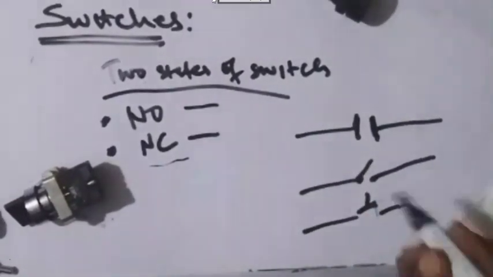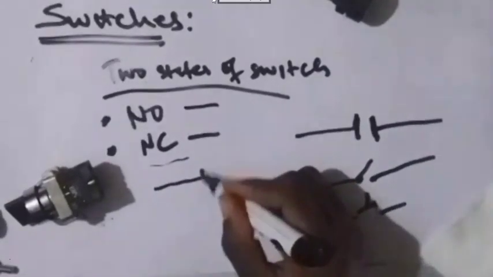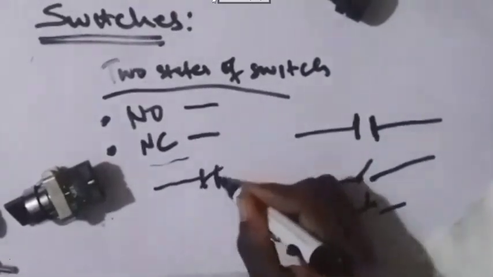So we have normally closed. What do we mean by normally closed? For example, if you want to change all these switches to normally closed, okay, let me just write normally closed.